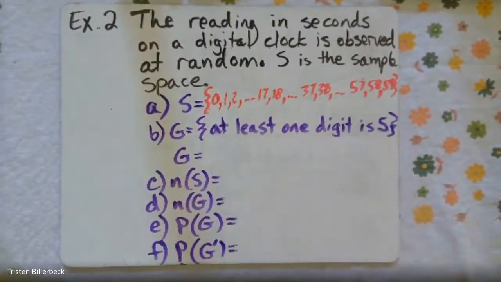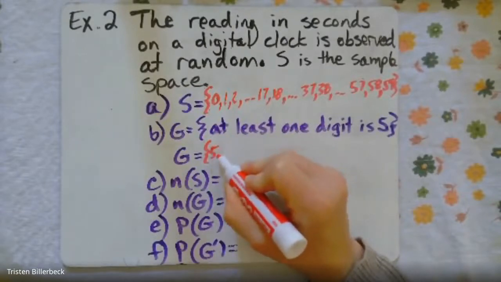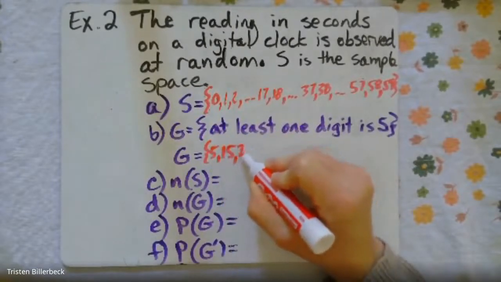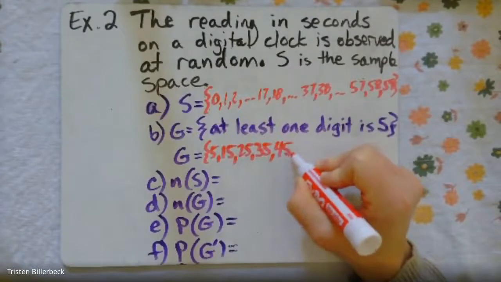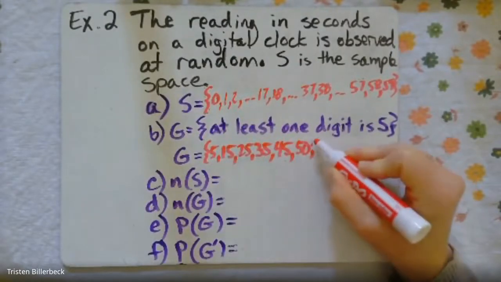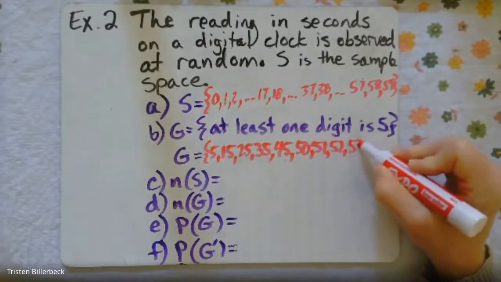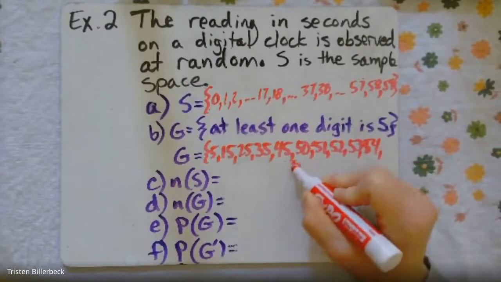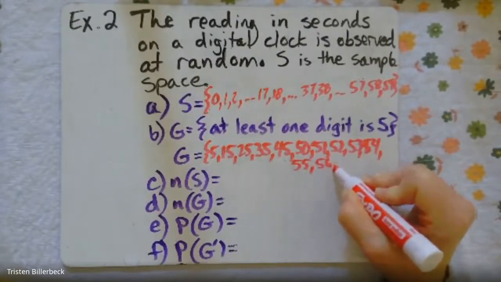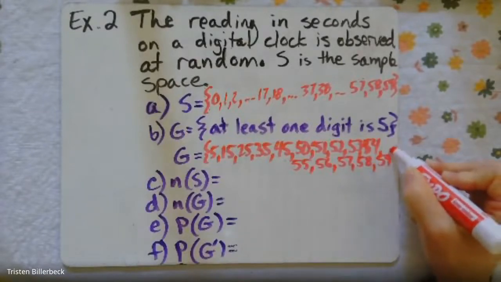Then we have at least one digit as 5 is the set for G. So what we're going to write is 5, 15, 25, 35, 45, and on here we can start with 50, 51, 52, 53, 54, 55, 56, 57, 58, and 59.